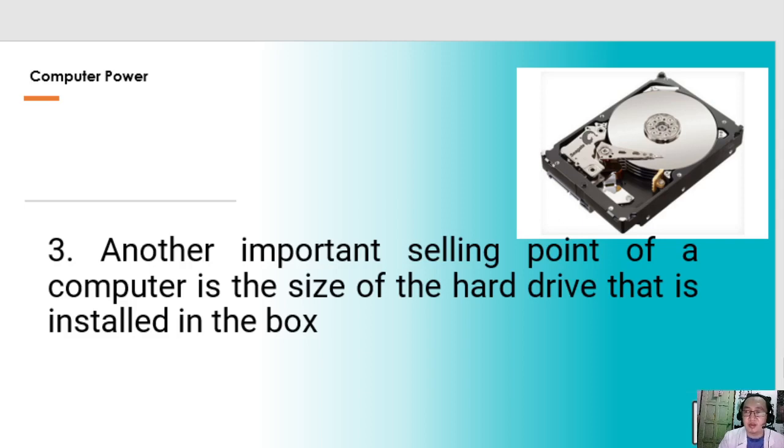Of course, another important selling point of a computer is the size of the hard drive installed in the box. The first hard drive sold for microcomputers in the 70s could store about 1,500 kilobytes. Compare that now: 1,500 kilobytes is way small. At that time, in the 1970s, home computers were not even sold with internal hard drives, usually external ones.